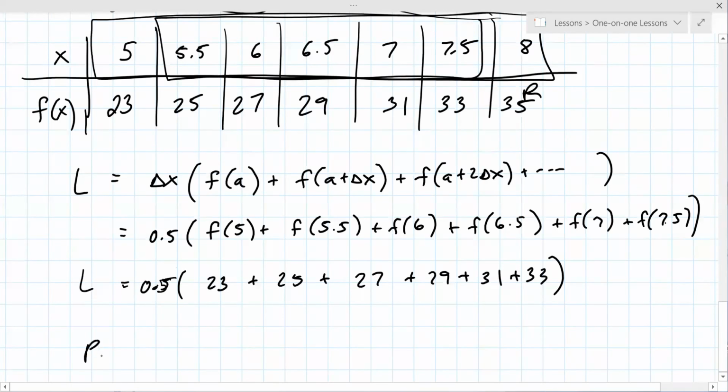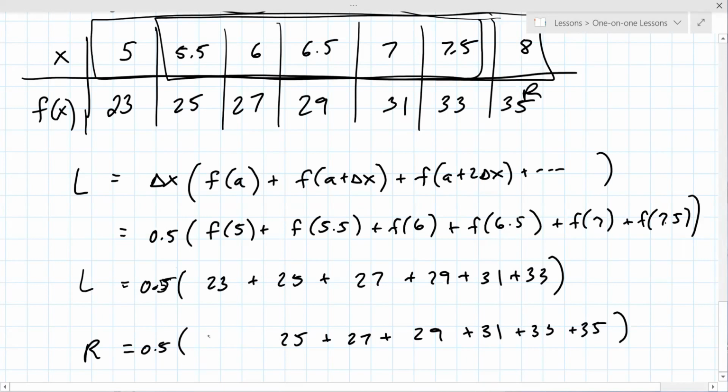Your right sum is really similar. I know it doesn't ask for that, but it just uses the 6 on the right. So it's 25 plus 27 plus 29 plus 31 plus 33 plus 35. Notice the one on the left doesn't include the 35. The one on the right does include it, but doesn't include the 23. And that's the difference between them.